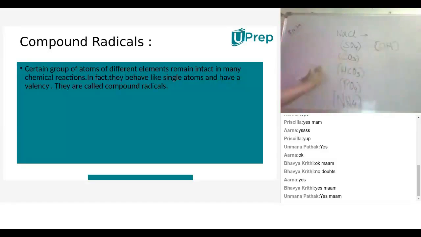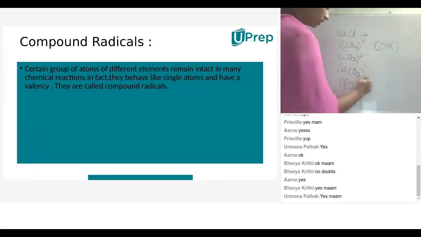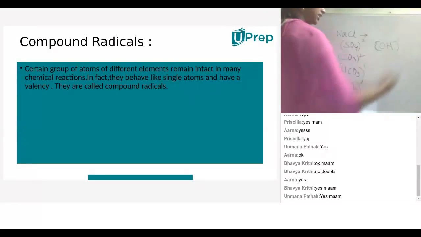Okay, these are the different radicals. A radical is nothing but a group of elements combined that gives only one valency. Sulfate valency is 2, carbonate valency 2, hydrogen carbonate is 1, phosphate 2, ammonium is 1, and hydroxide is 1.